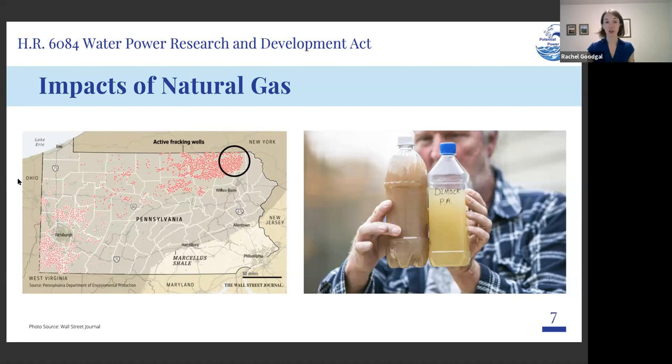Natural gas is often billed as a cleaner fossil fuel because it releases less carbon dioxide and health-harming air pollution than coal when it's combusted. However, its global warming potential may well be undercounted because there is significant methane leakage that happens from extraction to combustion.